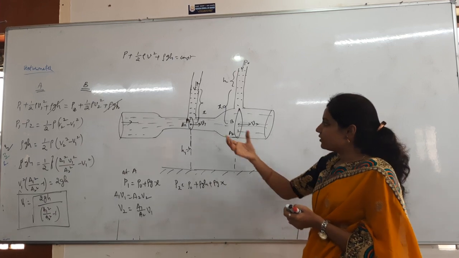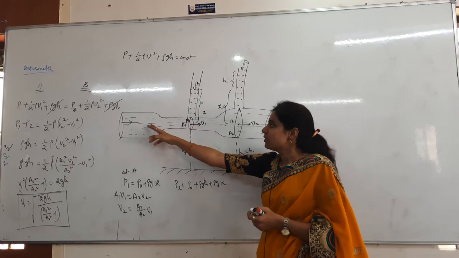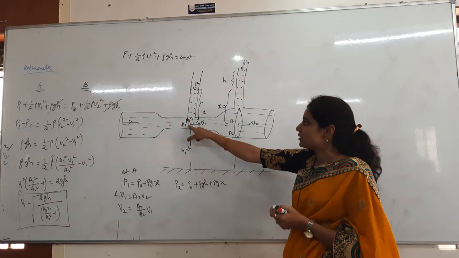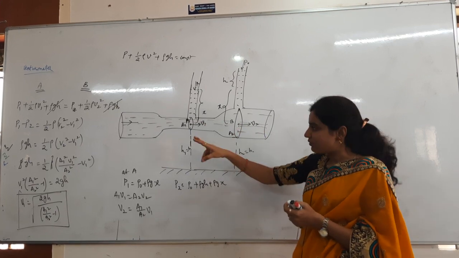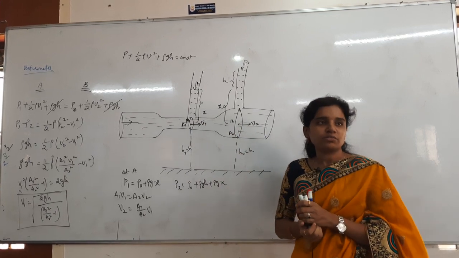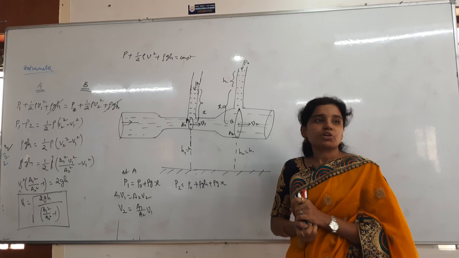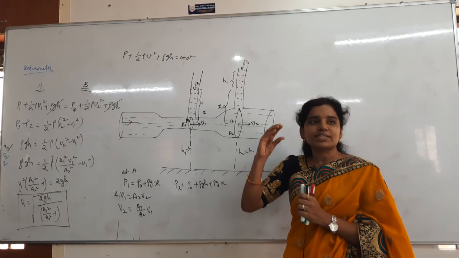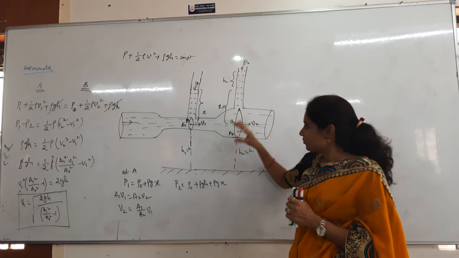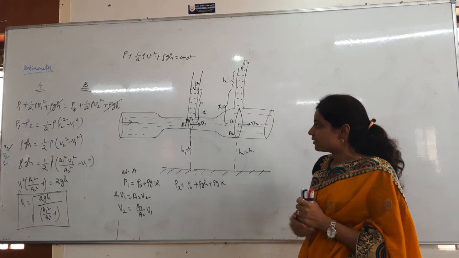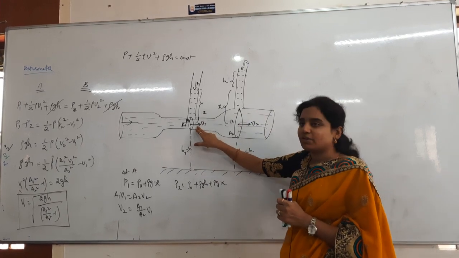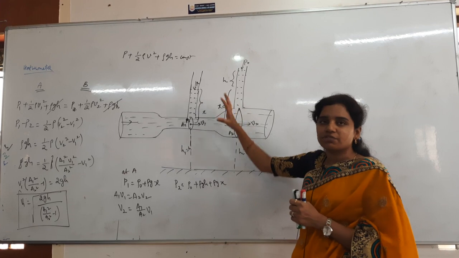Before that, in this pipe the fluid is flowing with different velocities. Here the velocity is different, here the velocity is different. Which velocity is more among V1 and V2? V1 is more. Why? Because less area, more velocity. More area, then less velocity here. Now you have to find the V1 value. For that purpose only we will use the venturi meter.